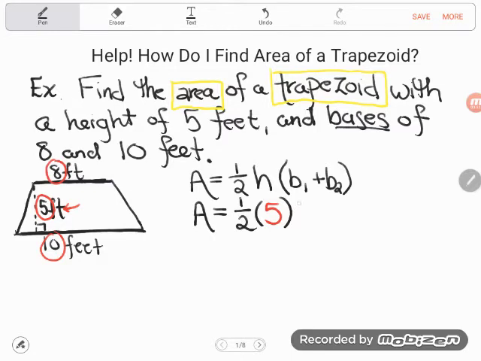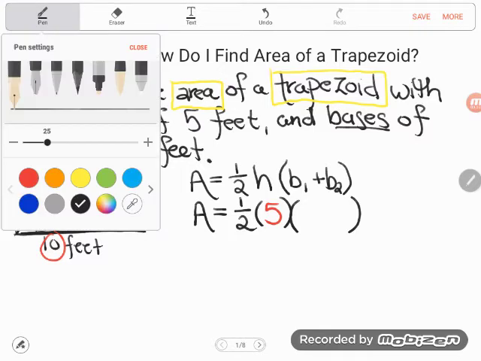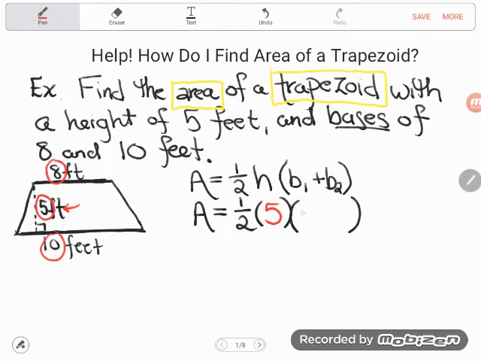Now, there are also a set of parentheses that had the two bases adding in them, so I'll keep my set of parentheses, but I'll replace that base 1 and base 2 with their known values. And you might say, which one's base 1 and which one's base 2?